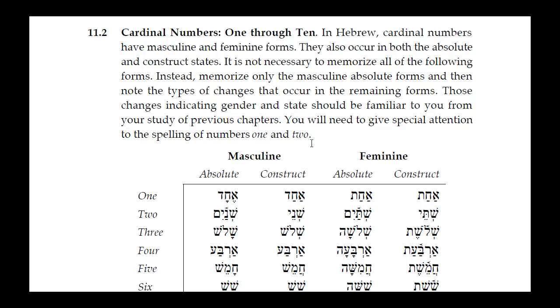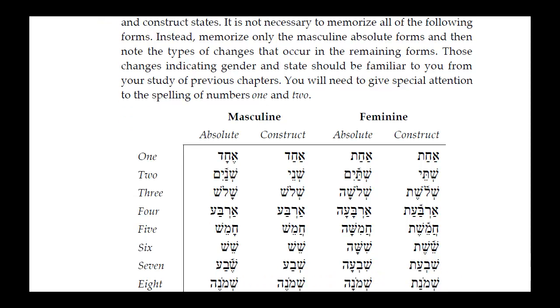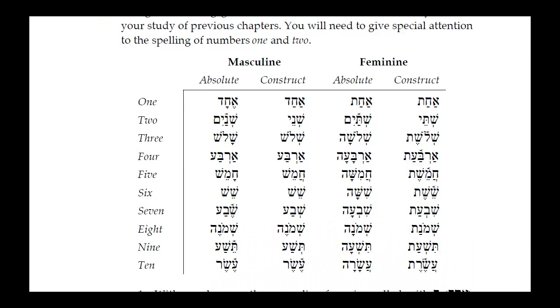In Hebrew, cardinal numbers have masculine and feminine forms, and they also occur in both the absolute and construct states. But it's not necessary to memorize all the following forms. Instead, we're just going to memorize the masculine absolute form and then note the types of changes that occur in the remaining forms. Those changes indicating gender and state should be familiar to us already from the previous chapters, so it's nothing really new. We'll need to give special attention to the spelling of numbers 1 and 2.